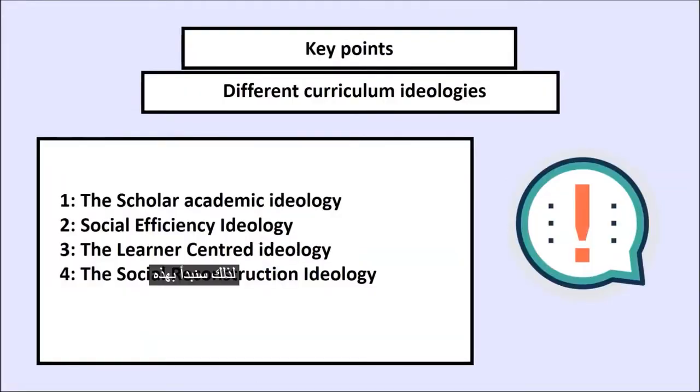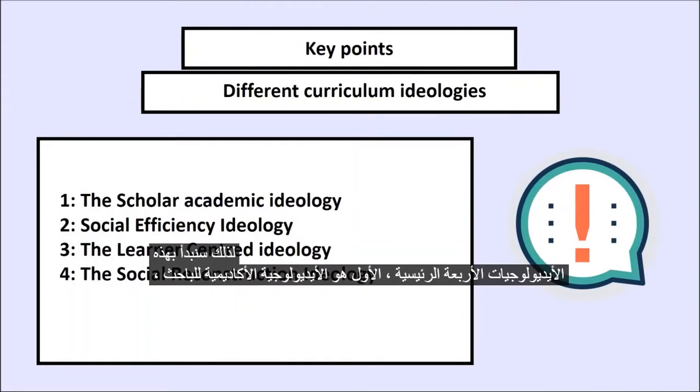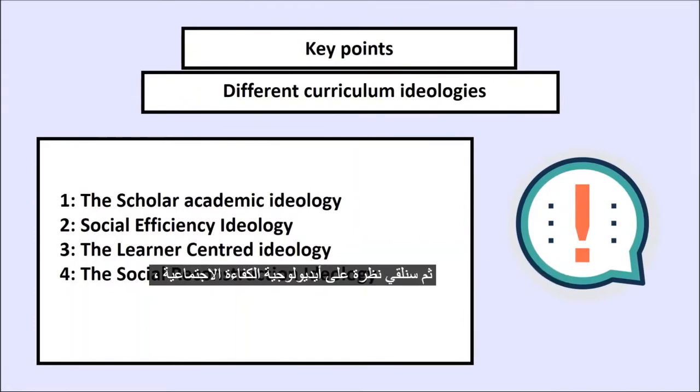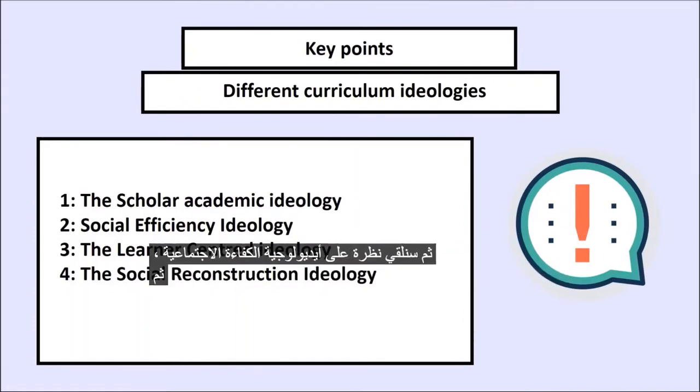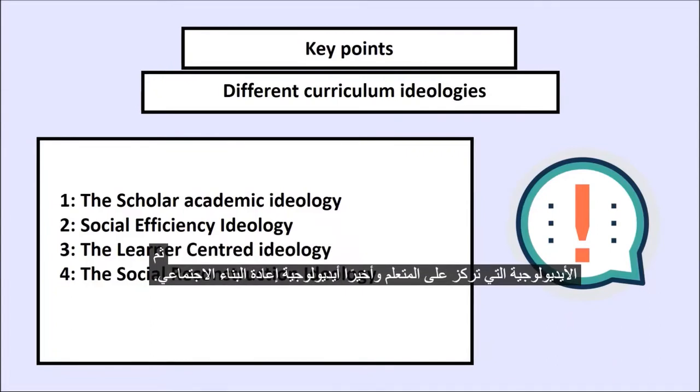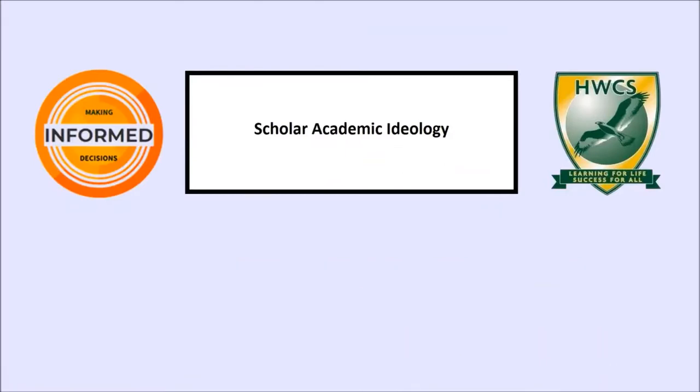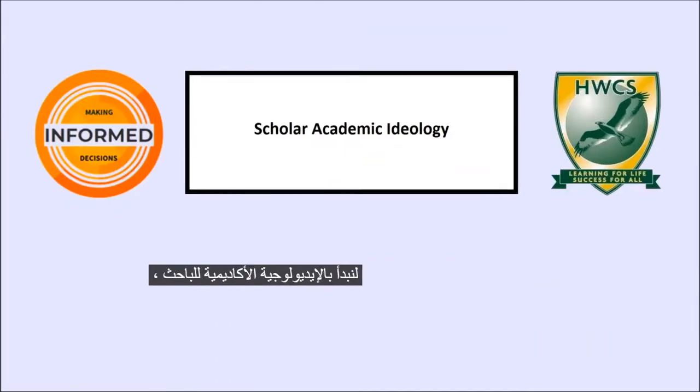So we're going to start with these four main ideologies. The first is the scholar academic ideology. Then we'll look at the social efficiency ideology, then the learner-centered ideology, and lastly, the social reconstruction ideology. So let's start with the scholar academic ideology.